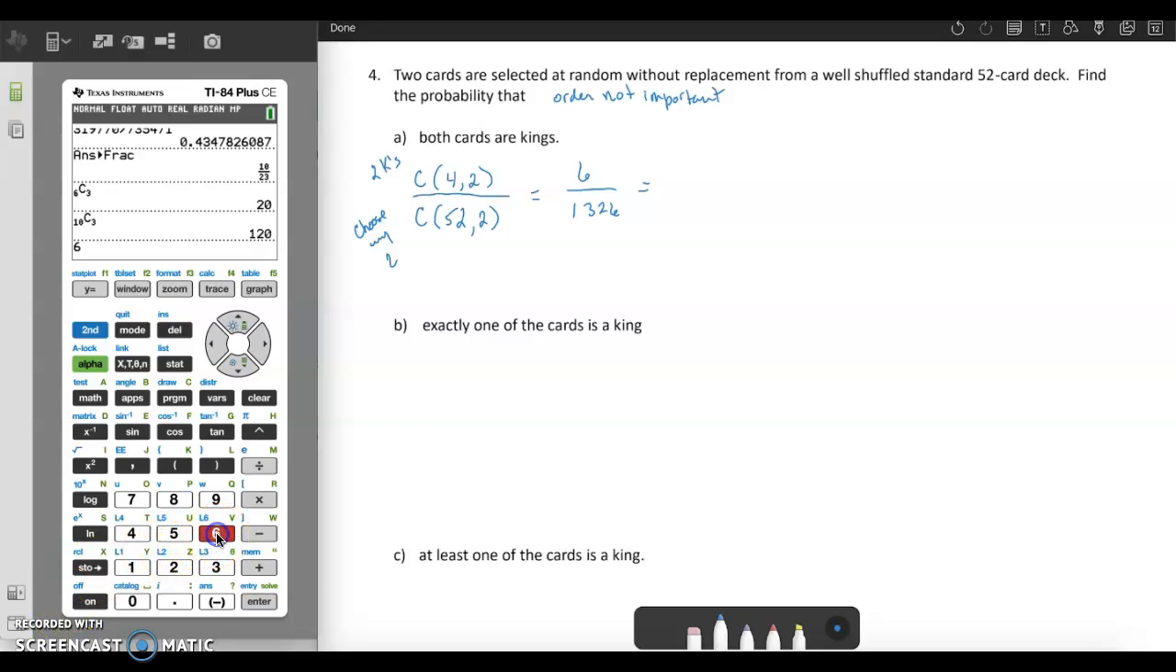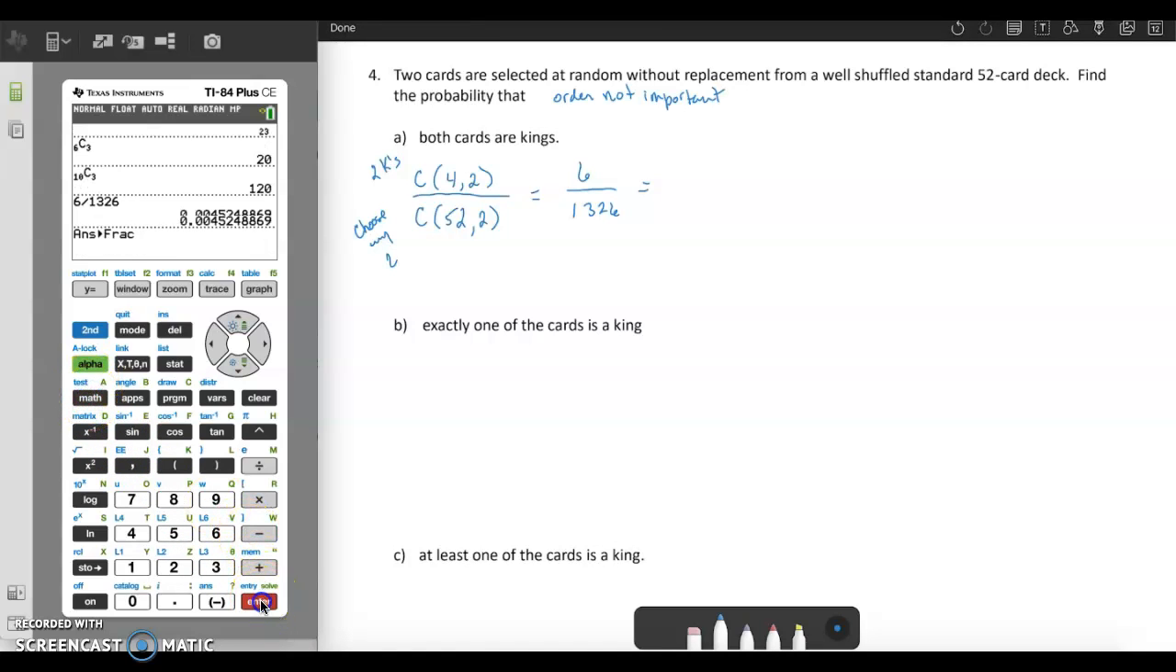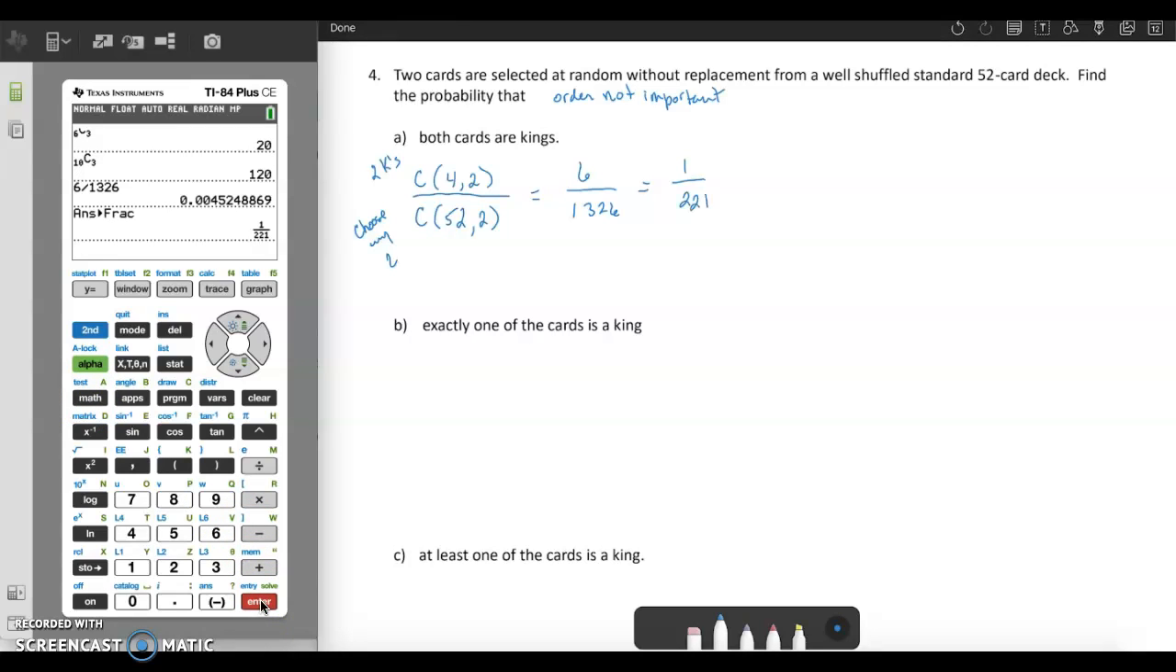So some of this I'm letting you do in your calculator if you so choose. You can always pause me and do that. So if I want to divide that out, and then I'm going to hit math and enter, looks like that reduces to 1 over 221, or we could say it's approximately, if I move that decimal point over 2 places, 0.45%. So it's pretty unlikely, less than 0.5%, that you are going to randomly draw 2 cards, both being kings.